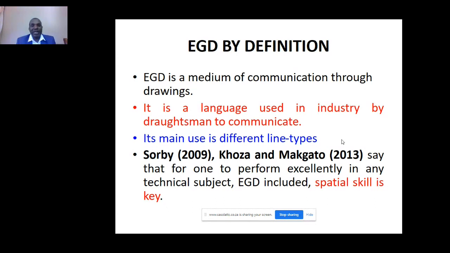Where the drawings are done, perhaps when they do human anatomy, they also have issues with spatial skill. But the main focus in our EGD, as you may all know, is visualization. It takes time to visualize how drawing is being taught. As we advocate for the integration of information and communications technologies, as you will see in the presentation.